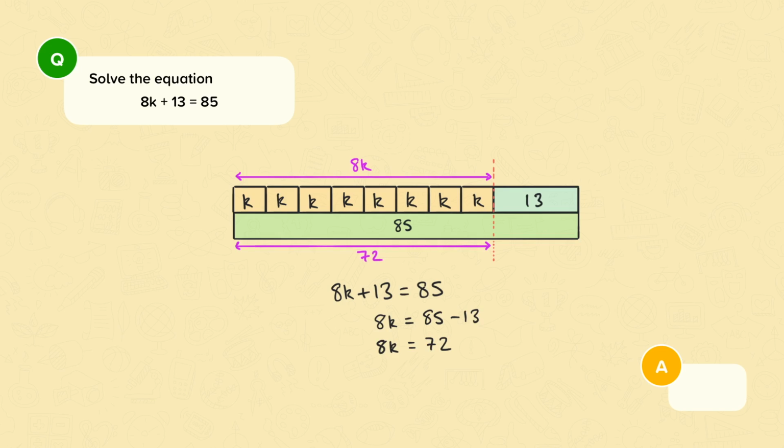Now we can find the value of k. We know that 8 lots of k makes 72. So if we divide 72 by 8, it will give us the value of k. We write this algebraically as k equals 72 divided by 8. 72 divided by 8 is 9. So k equals 9. Well done if you managed to find the value of k, which is 9.